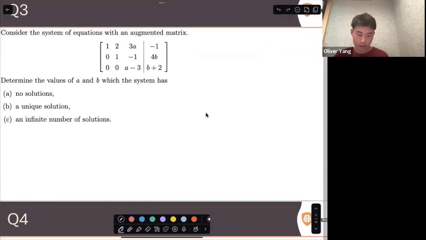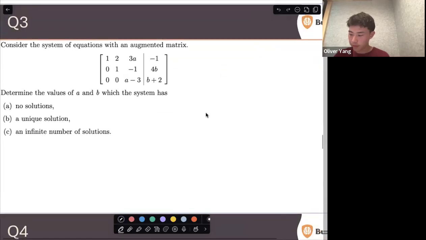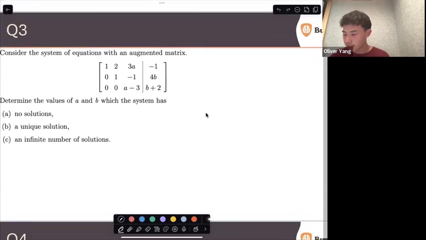So for this question, we've already got it in reduced echelon form, so that's pretty easy. And then we just need to know our... equal to 0, right?